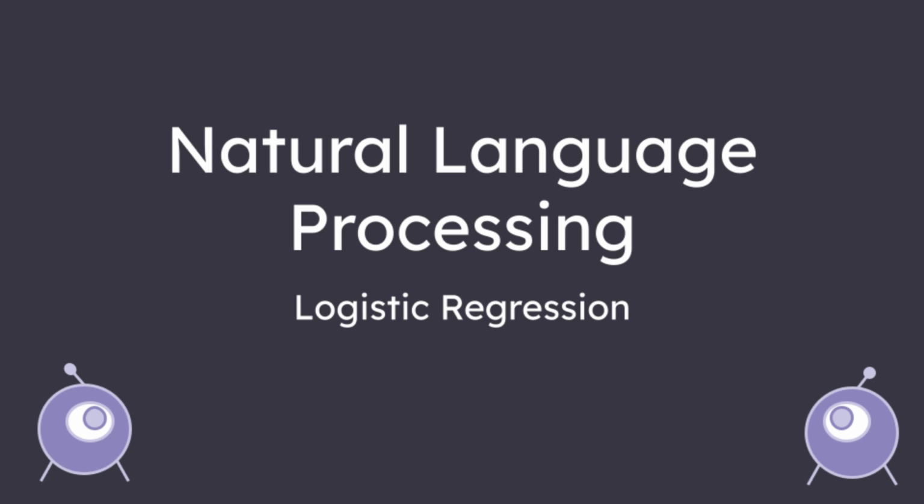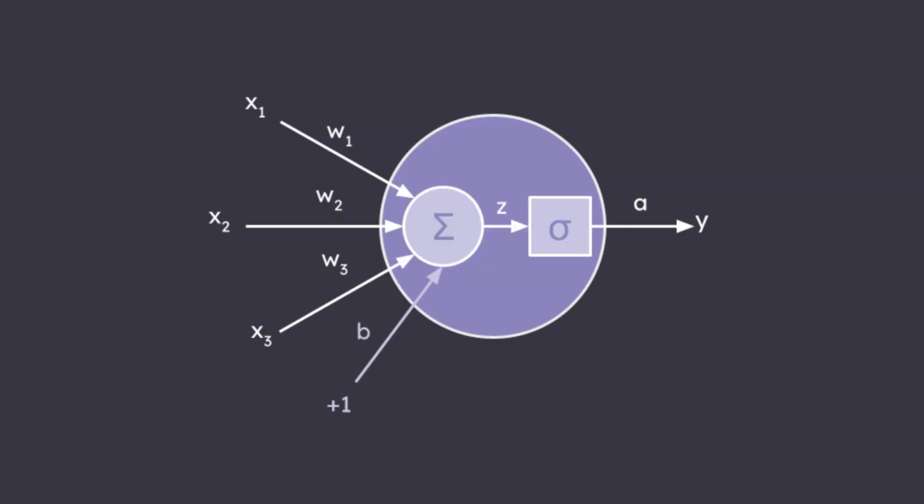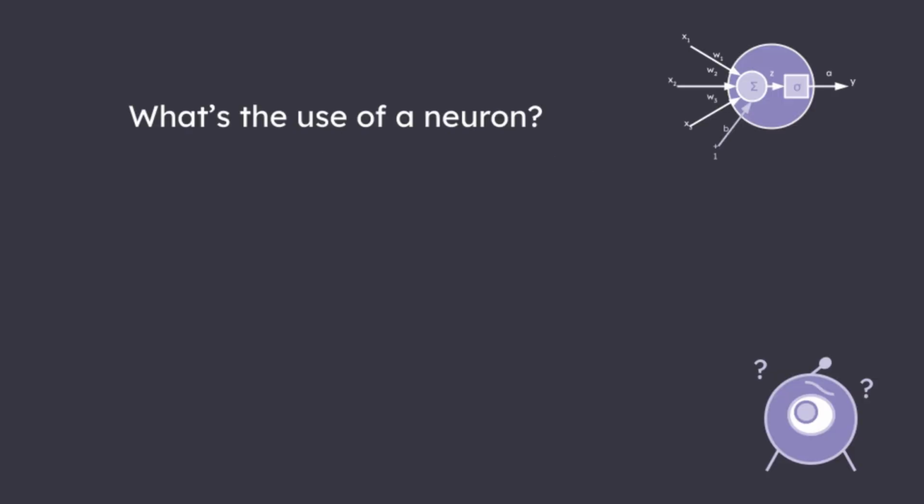In this video, we are going to go over logistic regression. Last time, we learned about the neuron, the smallest unit in a neural network. But now that we know what a neuron is, we might be wondering what a neuron is used for. Well, it turns out that having a neuron can help us do tasks like classifying or generating data.